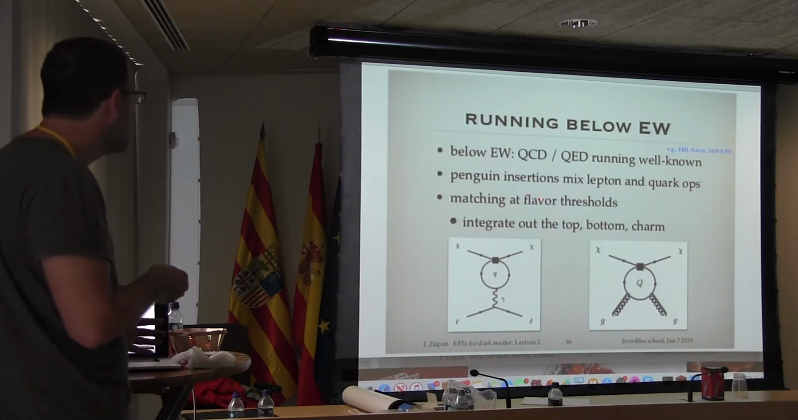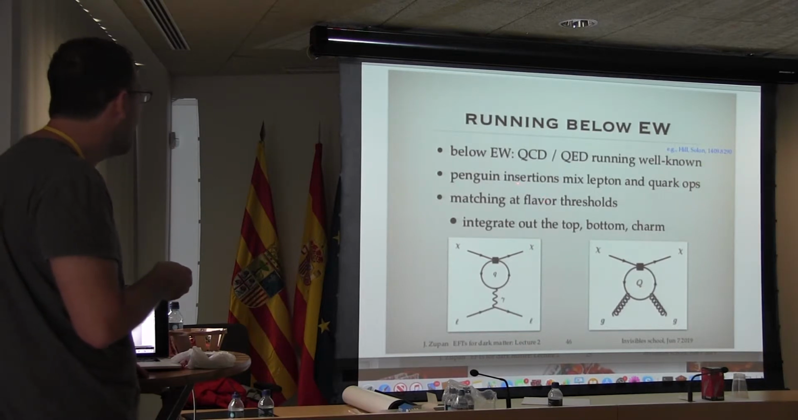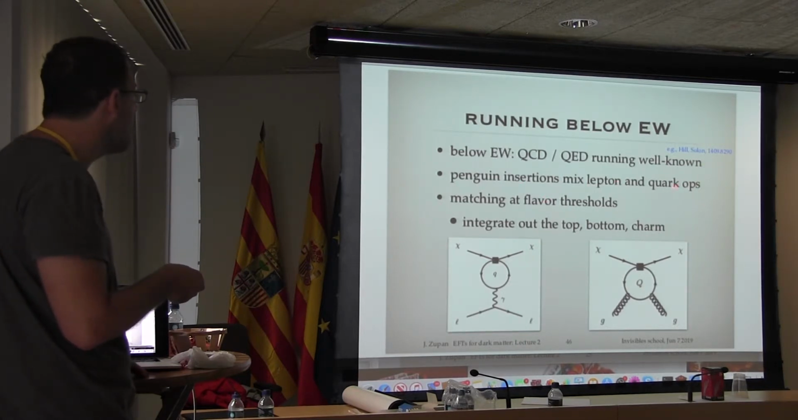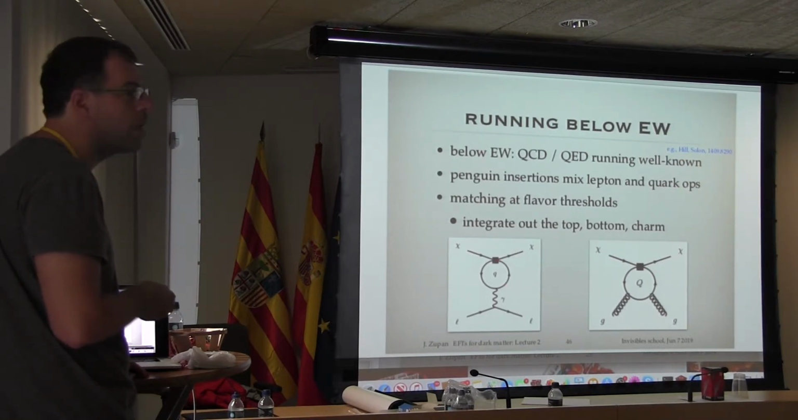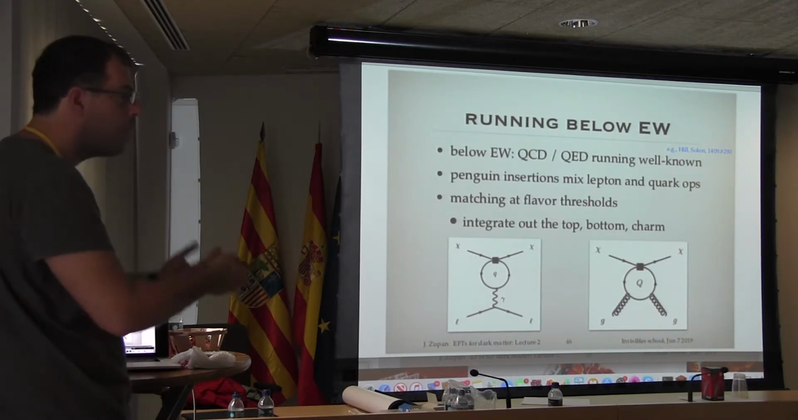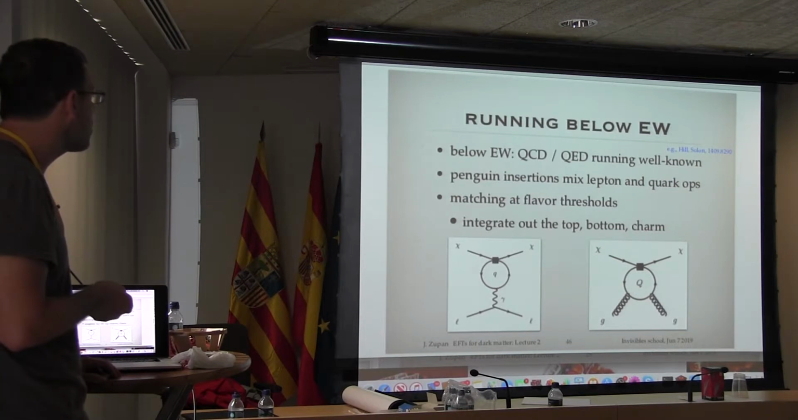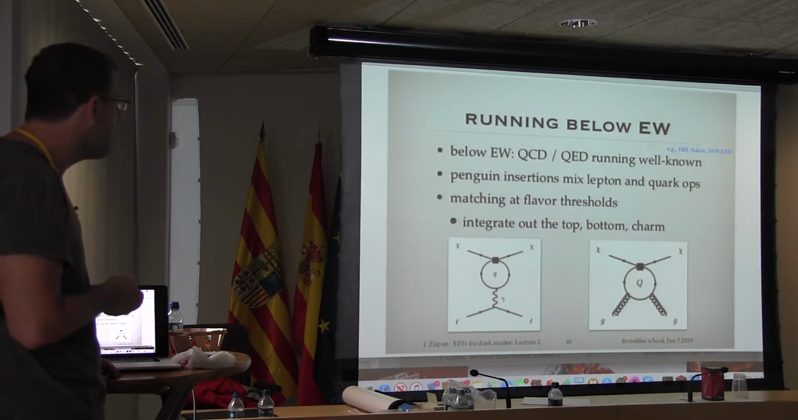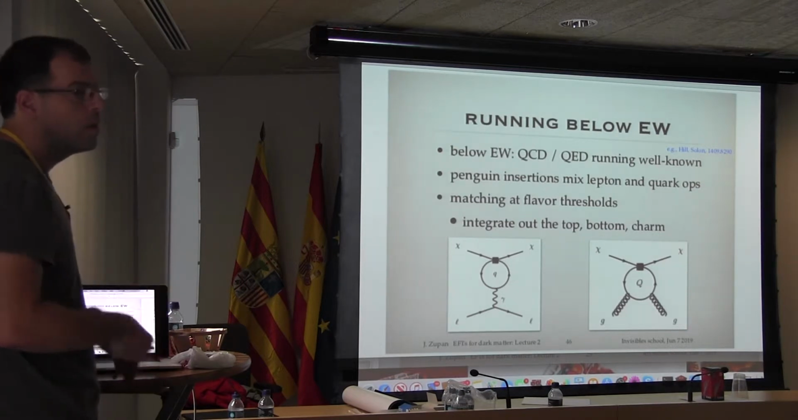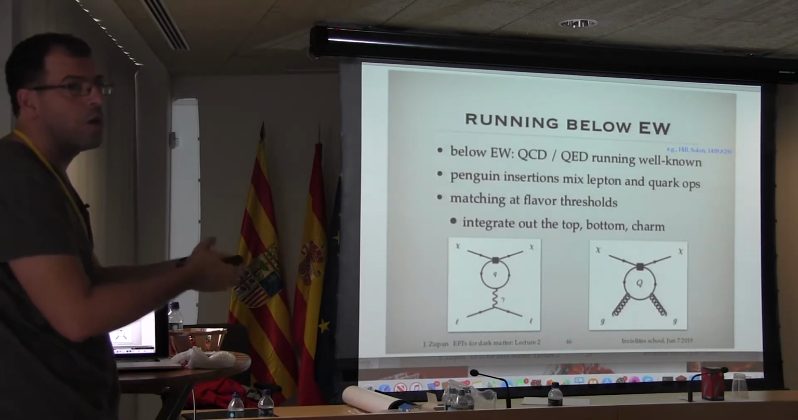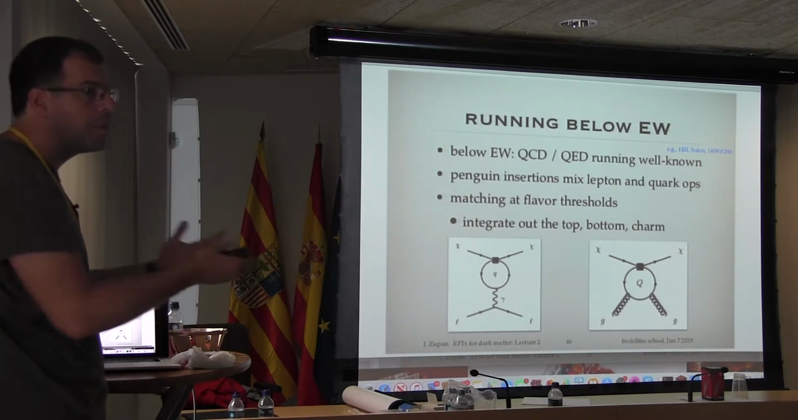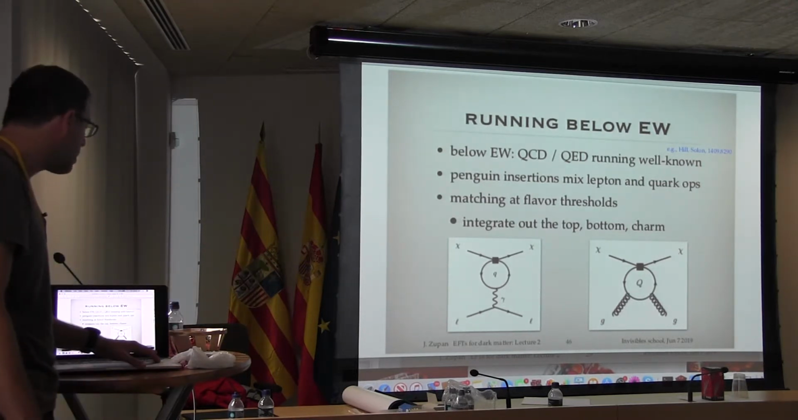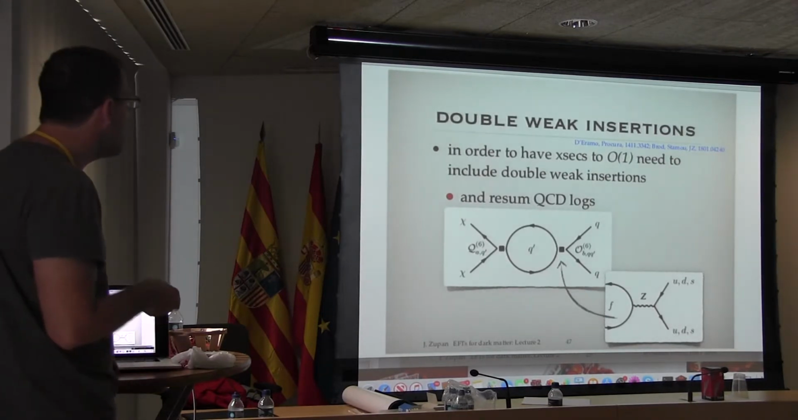Phenomenologically it's still interesting, because you mix leptons and quarks. So for instance, if I have dark matter that only couples to quarks, at one loop you will generate a leptophilic dark matter. So at one loop you will have a coupling to electrons. And then at the quark flavor thresholds, so at top, bottom, charm, you integrate out the quarks and you generate the couplings to gluons. Since protons and neutrons have a lot of gluon content, this will be a big piece of the direct detection cross-section.